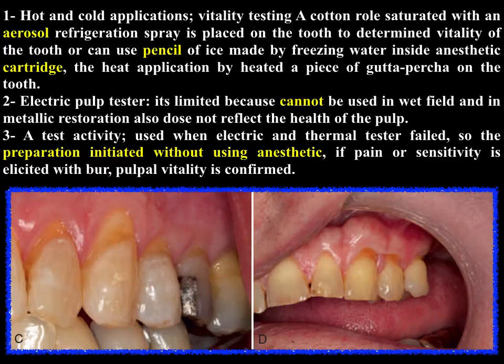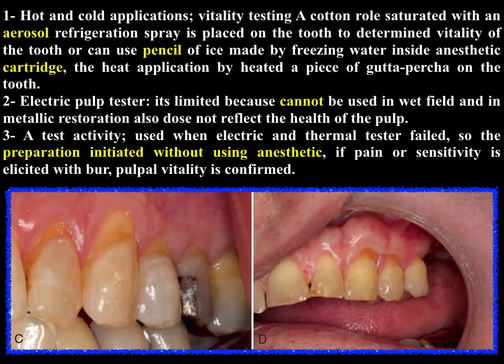Number one, hot and cold application. Vitality test: a cotton roll saturated with aerosol refrigeration spray is placed on the tooth to determine the vitality of the tooth, or we can use a pencil of ice. It is applied on the tooth to test its vitality, made by freezing water inside the anesthetic cartridge. For heat application, a piece of heated gutta-percha is placed on the tooth.